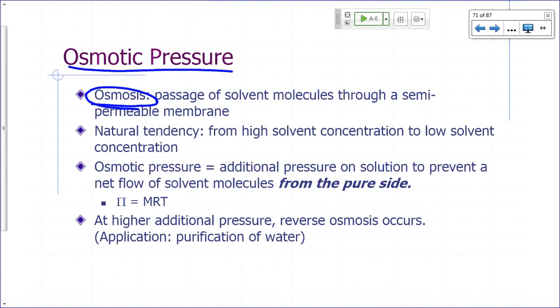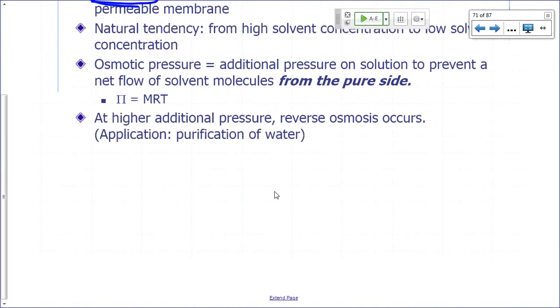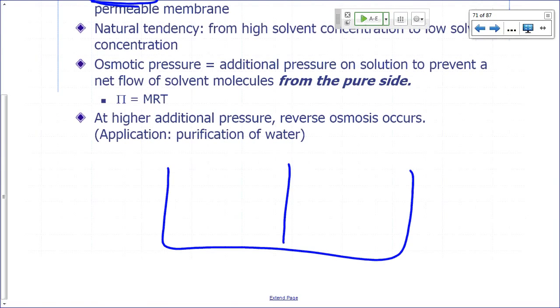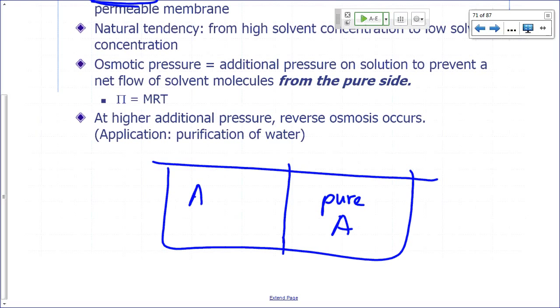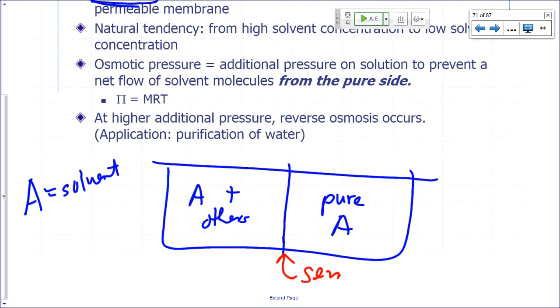In other words, imagine you have two containers here, okay? You have pure A here, pure liquid A. Let's say A is water, okay? And here you have A plus others. So A is your solvent, and most of the time we're going to be dealing with water. Now, the boundary between these two compartments, we're going to make that a semi-permeable membrane.